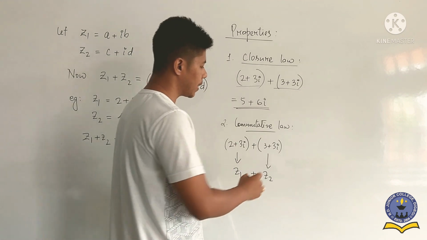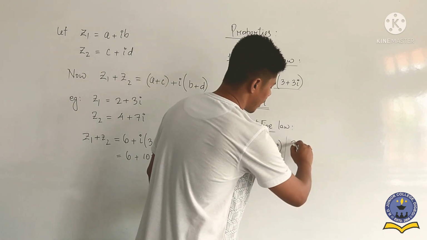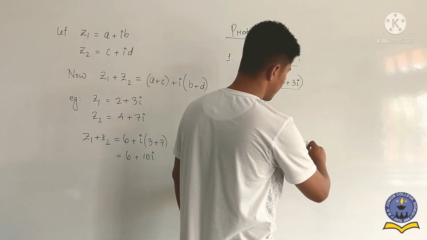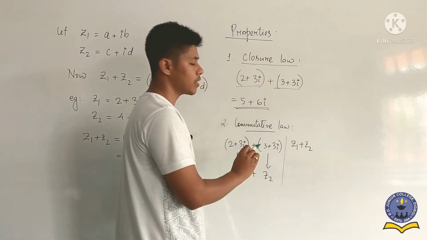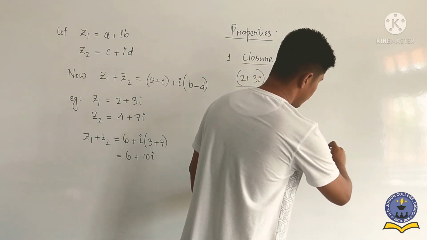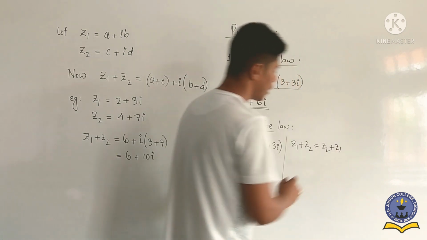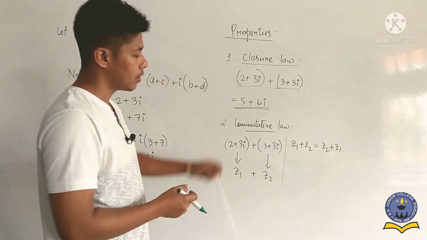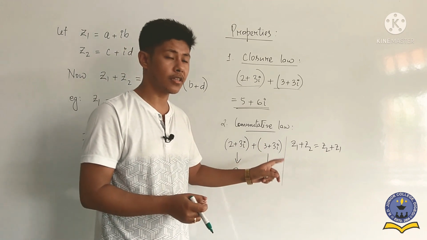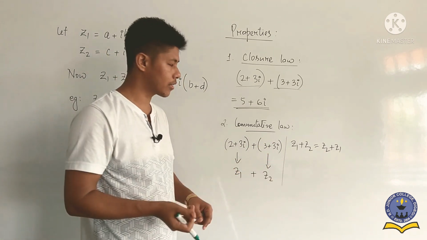So simply we write the commutative law in this way. If we consider two complex numbers z1 and z2, whatever answer we get for z1 plus z2, the same answer we get for z2 plus z1 also. Is it clear? In addition, z1 plus z2 is equal to z2 plus z1, but in difference it is not possible. Later on we discuss this one.